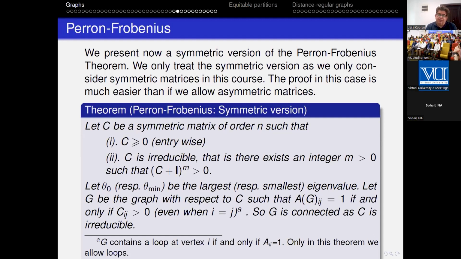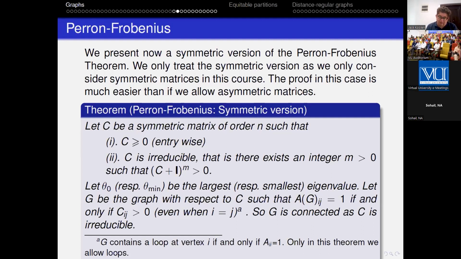So we now present a symmetric version of the Perron-Frobenius theorem. And we only treat the symmetric version as we only consider symmetric matrices in this course. We don't care about non-symmetric matrices. The proof in this case is much easier than if we allow asymmetric matrices. So the proof is about 30 minutes, I think.